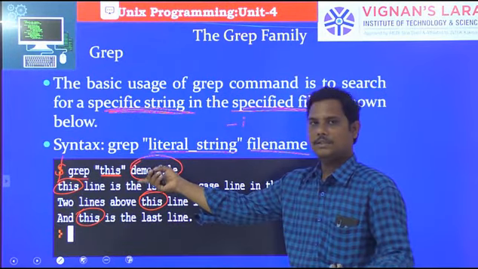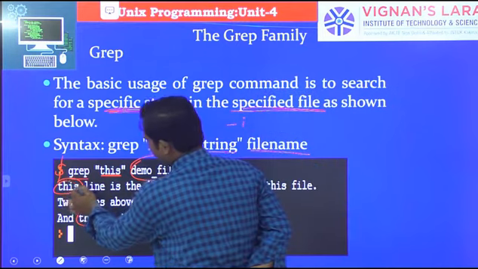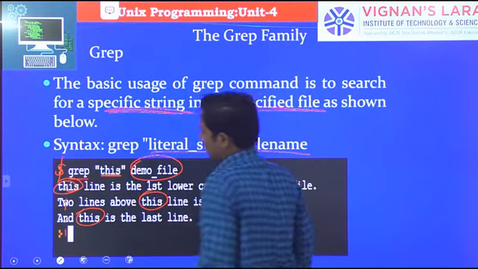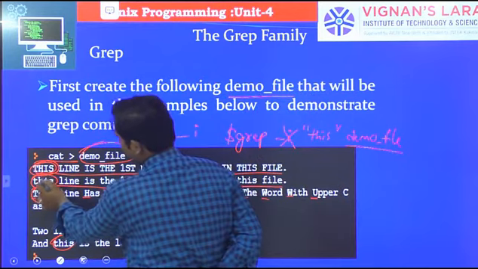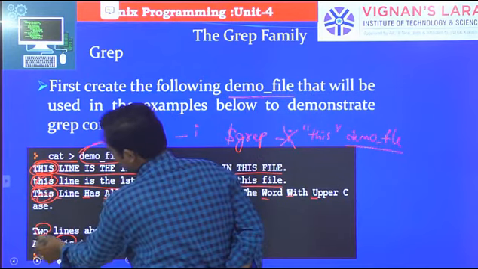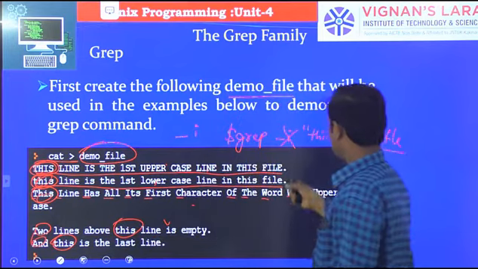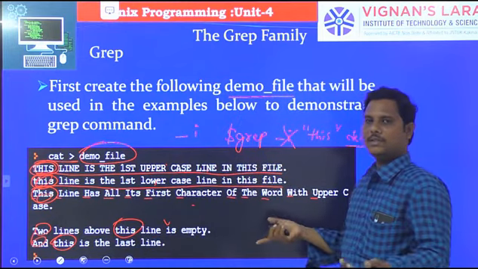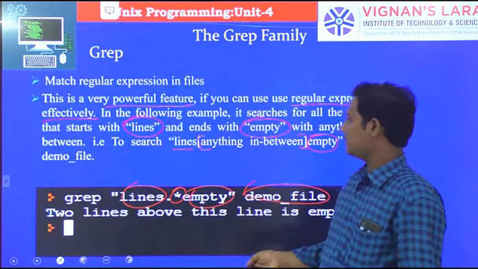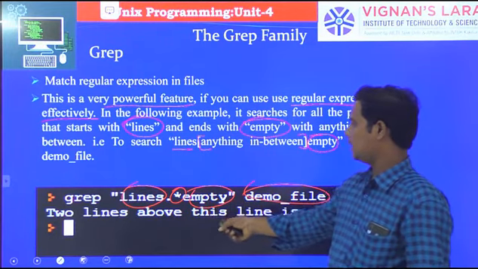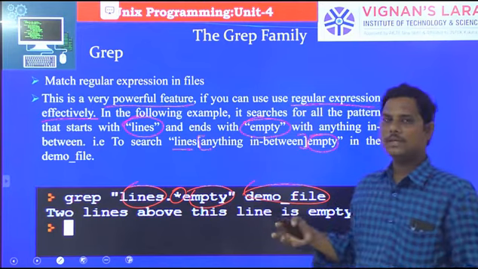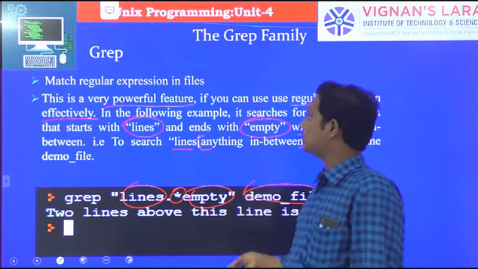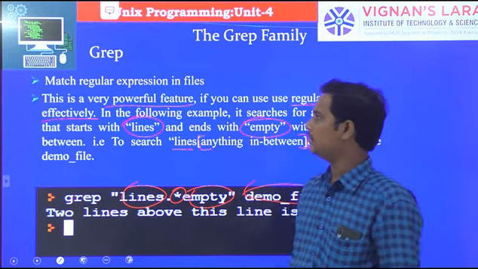starting line is there, no line here, sorry, here starting line is there, no, here also it is not there. So the ending empty is not there, so that's why it will not display. Here two lines above this line is not empty. Okay, so this is the output it will be. It is a small output that is displayed.